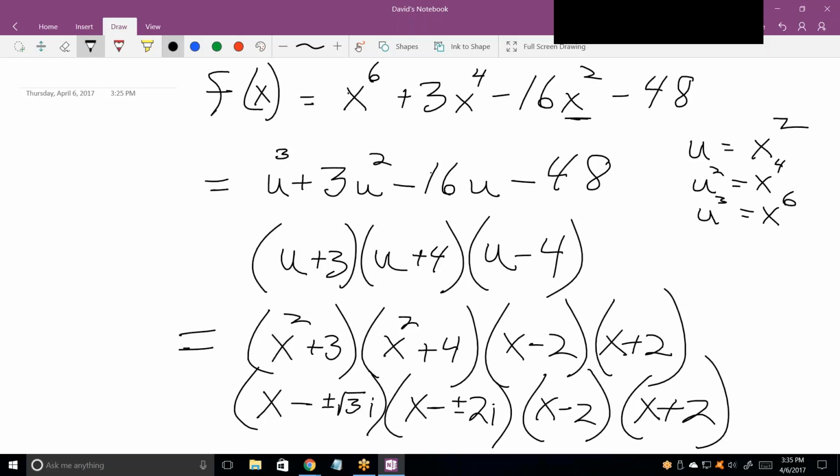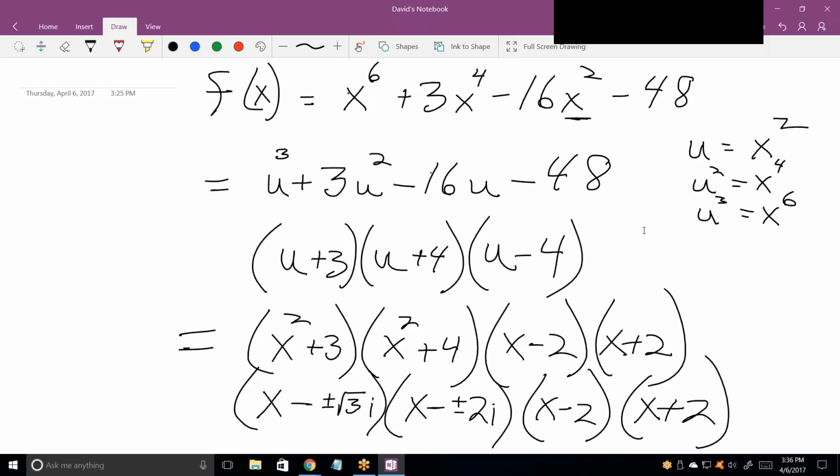And notice we have 6 solutions. There's 2 there, there's 2 there, there's 1 there, and there's 1 there. We have 6 solutions as you would expect a degree 6 polynomial to have. It's just that 4 of them are imaginary. These 4 here are imaginary. So we have 4 imaginary and 2 real.